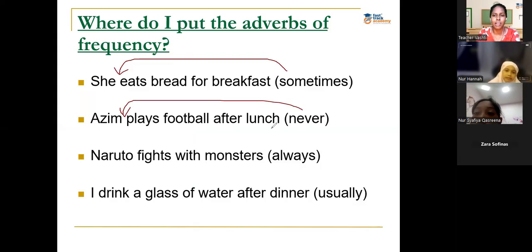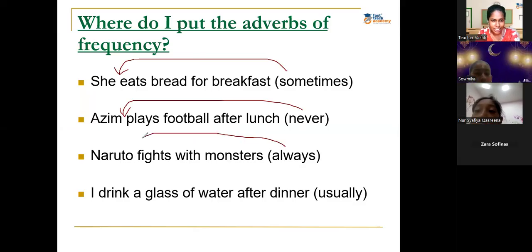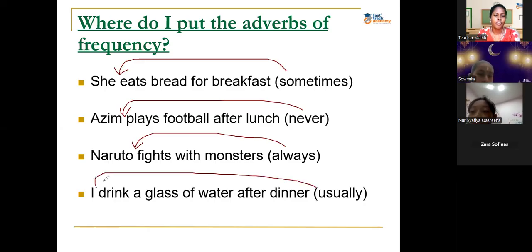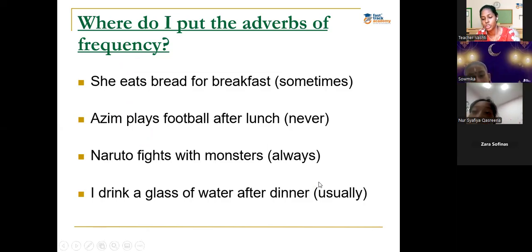Naruto always fights with monsters. I drink a glass of water after dinner. I usually drink a glass of water after dinner. Very good. Okay, that's good. Now you know where to put your adverbs of frequency.